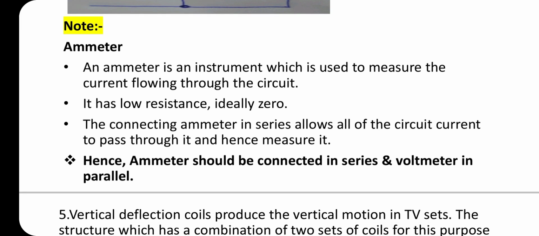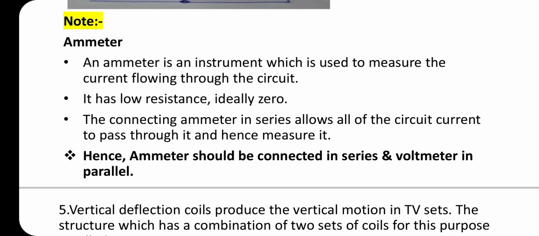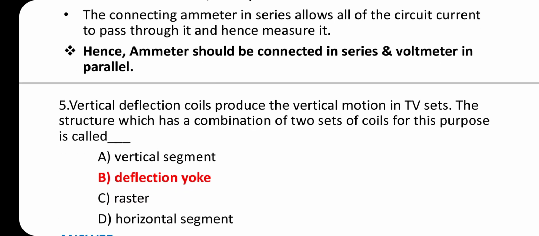Note: ammeter. An ammeter is an instrument which is used to measure the current flowing through the circuit. It has low resistance, ideally 0. Connecting the ammeter in series allows all the circuit current to pass through it and hence measure it. Hence, ammeter should be connected in series and voltmeter in parallel.